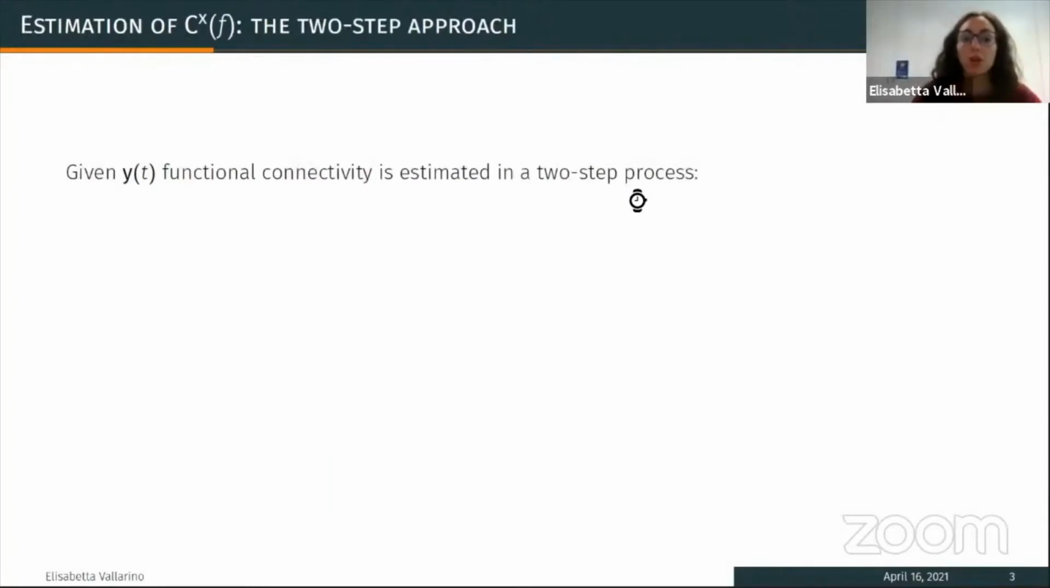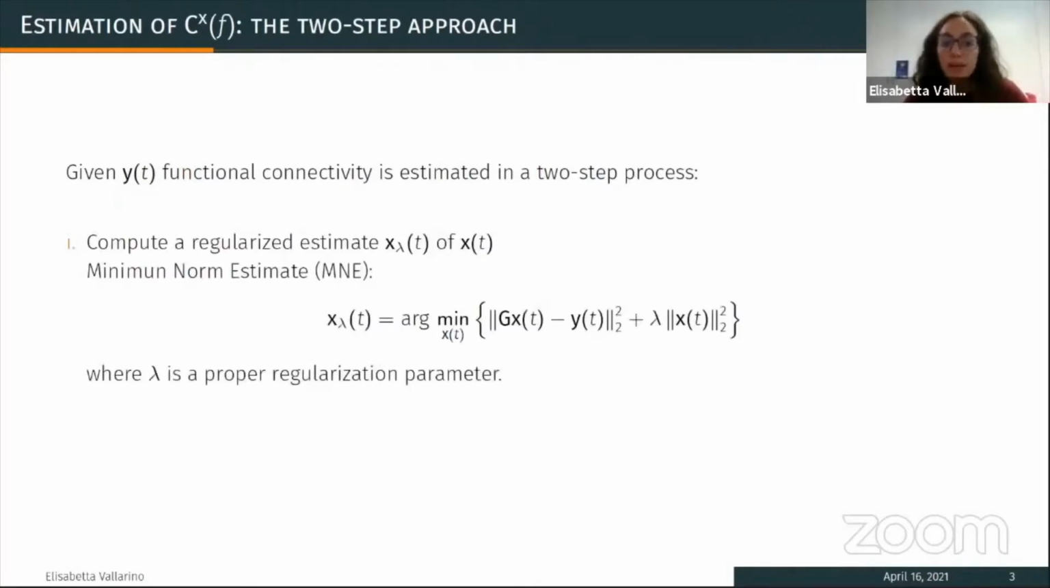As I said at the beginning, functional connectivity is usually estimated in a two-step process. First, we compute a regularized estimate of the neural activity. And in this work, I focused on the minimum norm estimate method. With this method, the regularized neural activity has this form, where lambda is a proper regularization parameter that is the trade-off between fitting the data and mitigating the impact of measurement noise. Once we computed the regularized estimate of the neural activity, we proceed with the estimate of functional connectivity.